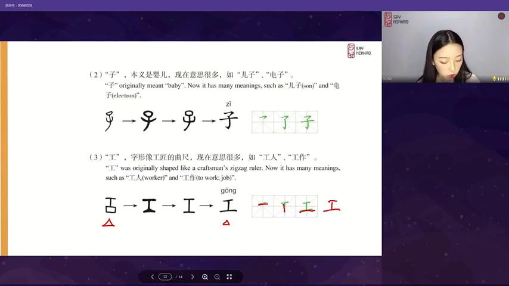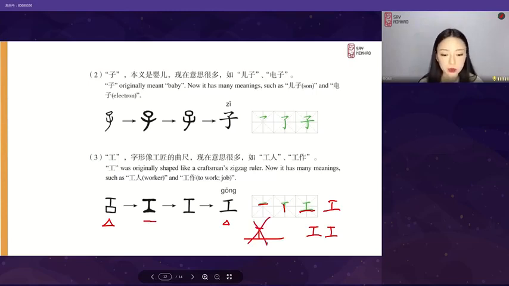Short one, longer one. Short one, longer one. Short one, longer one. But don't write the longer one too long like this, okay? Don't write it too long, like this. This is not right, okay? Just write it a little bit longer. A little bit longer is enough.